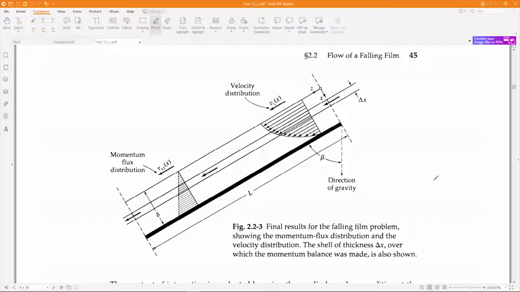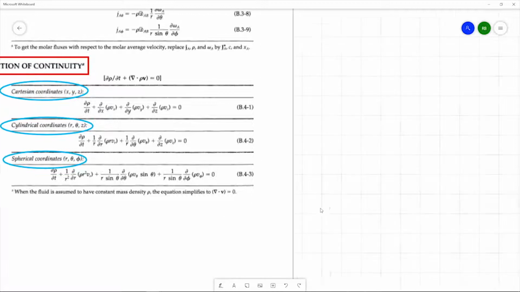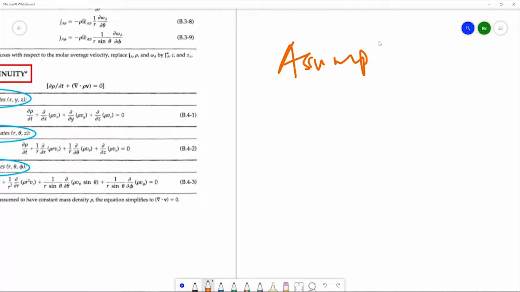So how to proceed? The first one is the falling film problem. First you have to read the problem carefully, then make assumptions. So in the falling film problem, what were the assumptions? Write down the assumptions first.